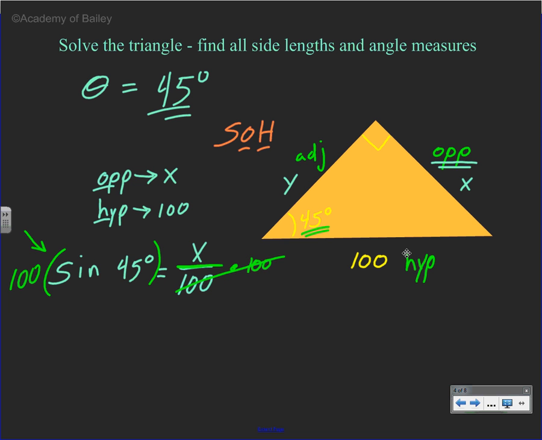100 times sine of 45. Sine of 45 times 100 is going to be 70.71. And that's equal to x. So let's go ahead and write that up here. 70.71.